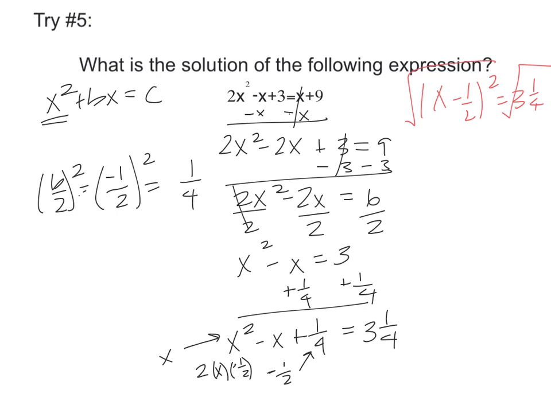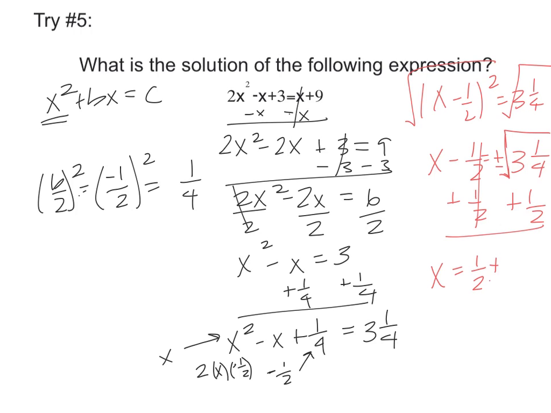Next, I need to take the square root of both sides, so I'm left with x minus 1/2 equal to the square root of 3 1/4, sorry. And technically it should be plus or minus the square root of that. So let me get rid of this equal sign. Okay, and then last I need to add 1/2 to both sides. So x will equal 1/2 plus or minus the square root of 3 1/4. And that will be it for now.